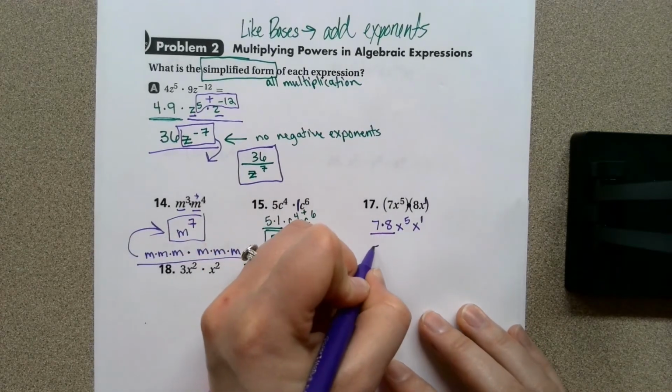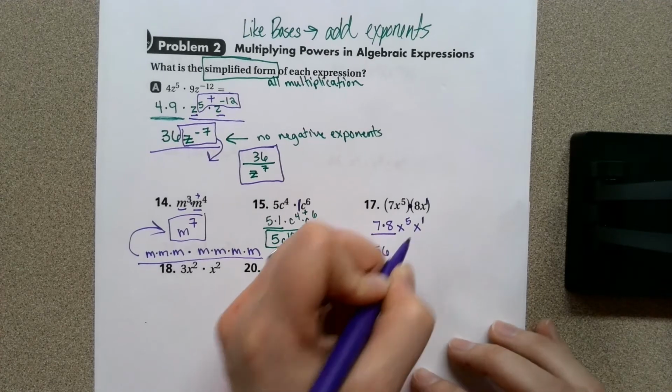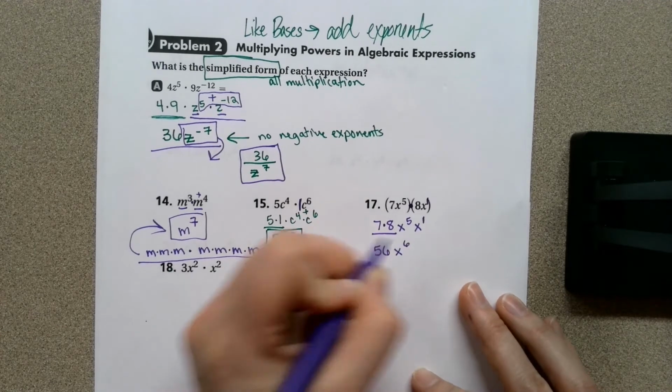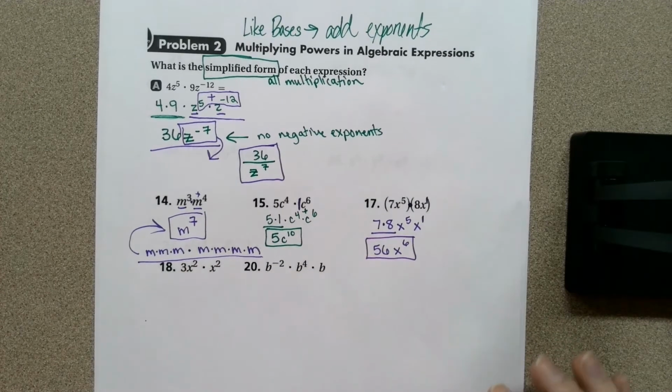We know 7 times 8 is 56. And if we have x to the 5th and then another x, that's going to be x to the 6th power. No negative exponents, so this is in simplest form.